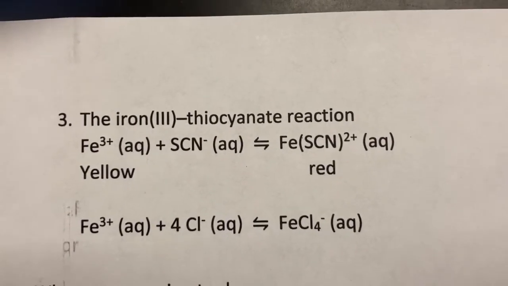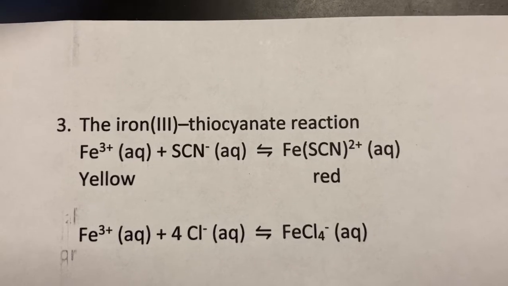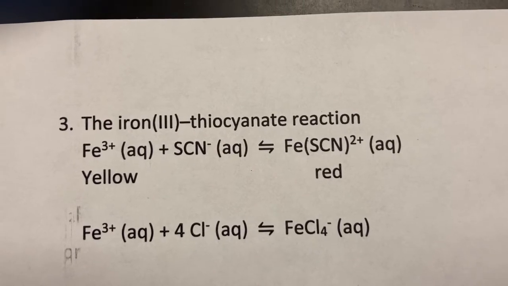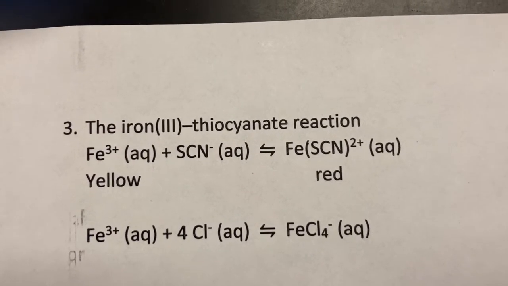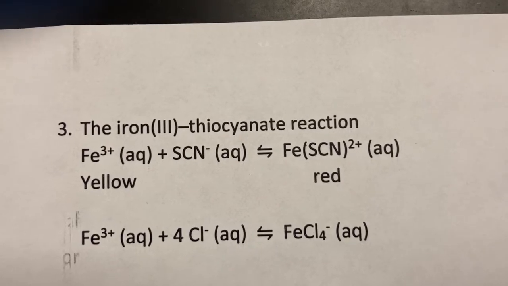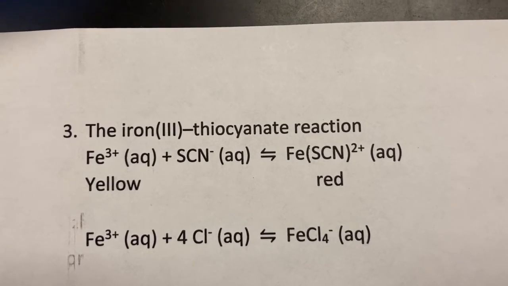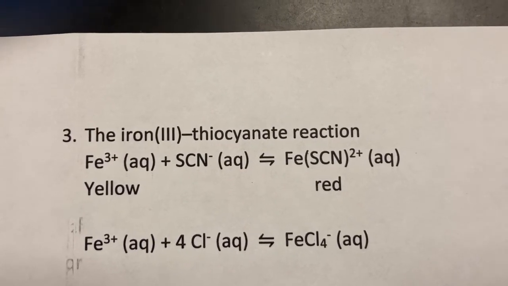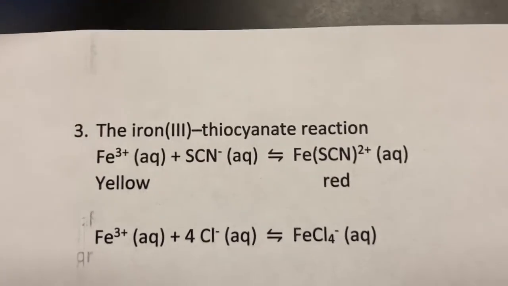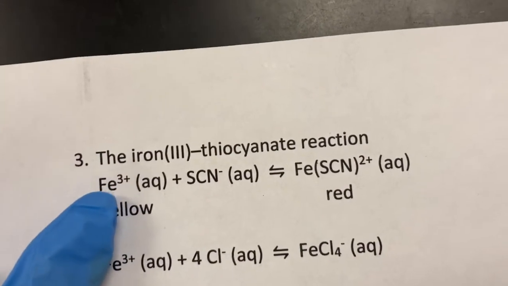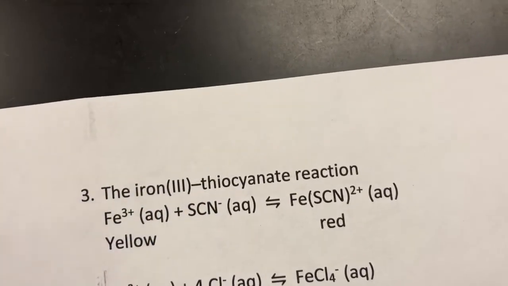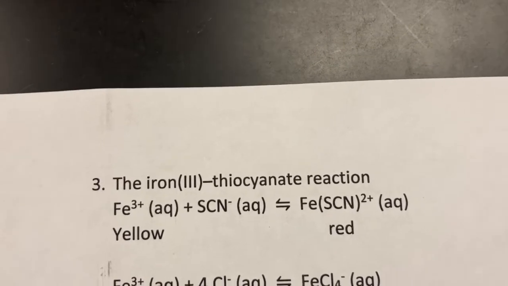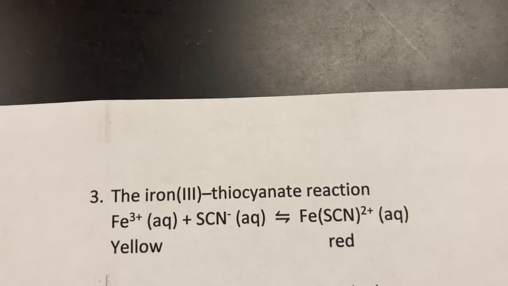Although inside that equilibrium there are no chloride ions at all, when you have a lot of chloride ions in the system, chloride ions will combine with iron 3 plus ion. Basically, by adding lots of chloride ions, you are removing iron 3 plus ions from the system. You're taking this ion away from the system. Then you observe the color change and predict how the equilibrium will shift.